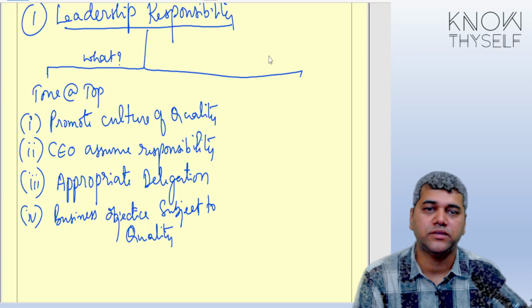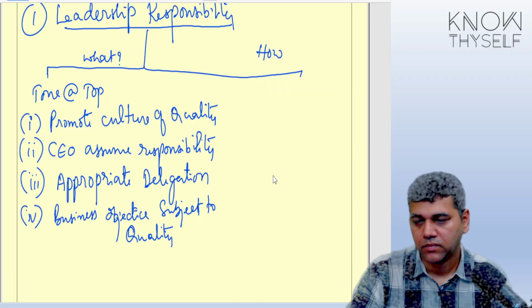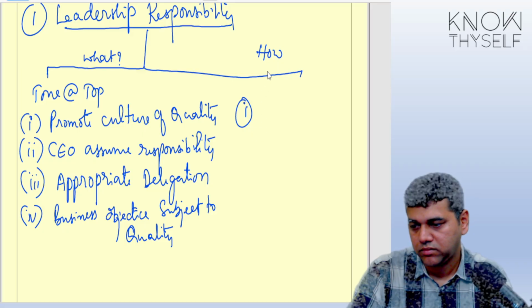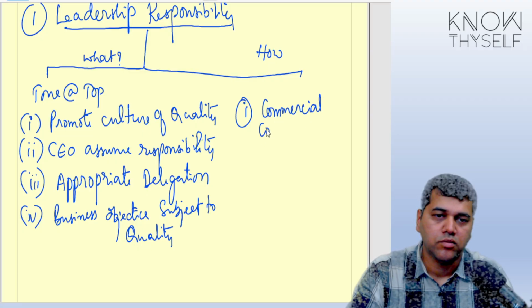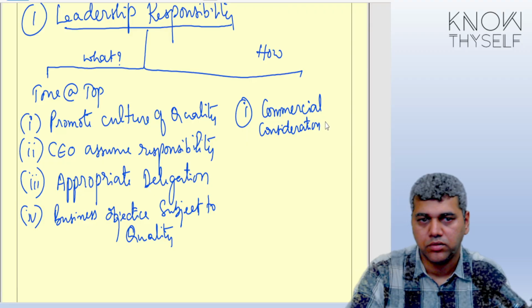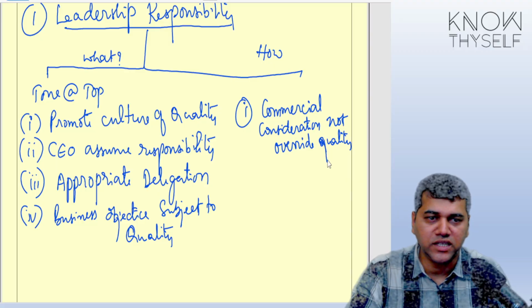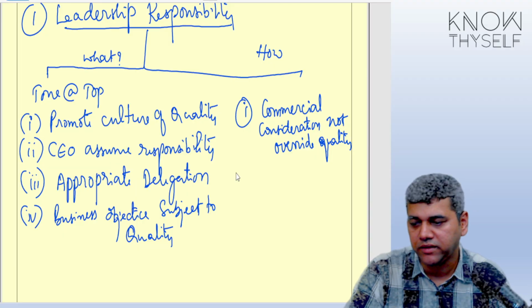Now, how do you do it? Second element is how you are going to perform this. One, commercial consideration not override quality. When you are choosing the client, commercial considerations do not override the quality. You have the study material, it is the same content I'm writing.